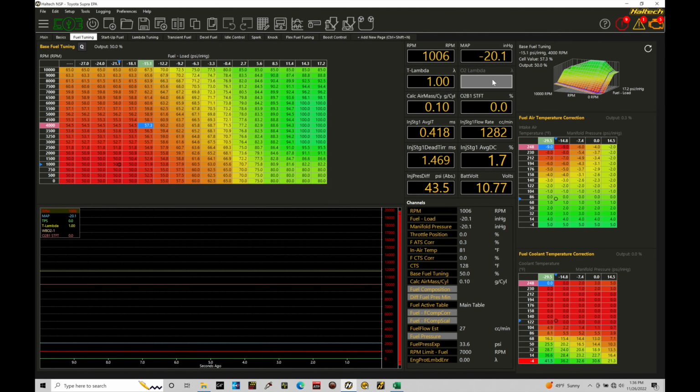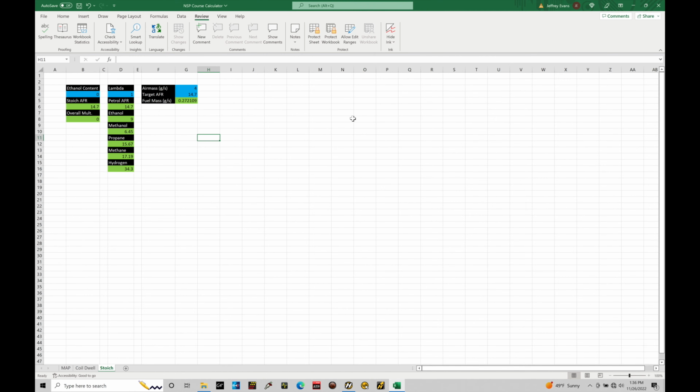What we're going to do is jump into our Excel spreadsheet. This is found right in our course folder. You can go ahead and open this up. Our NSP course calculator is what I've named this Excel spreadsheet. Now the Stoich tab here is what we want to look at. We're going to be focusing here in the very first, or the second column, I should say, within this spreadsheet. We're going to see that we have a parameter here called Lambda, and that's going to be in blue. That's what we can actually change. There's petrol, air fuel, ethanol, methanol, propane, methane, and hydrogen.